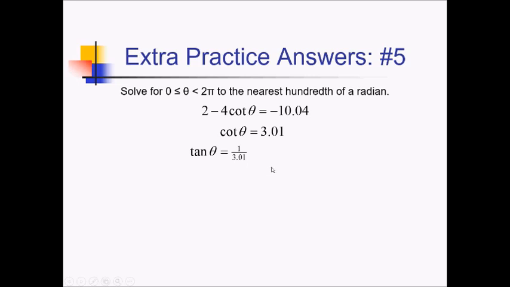I note at this point that tan has a positive value. That means I must be in the quadrants where the slope is positive, quadrants 1 and 3. So those are the quadrants I'm going to look for my answers in.